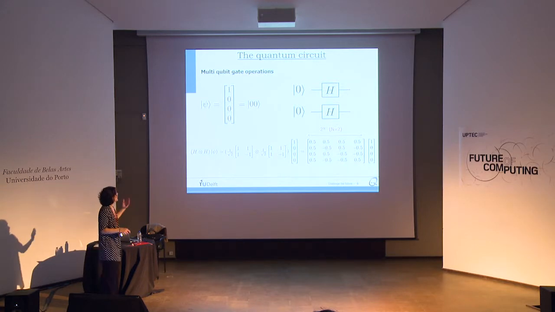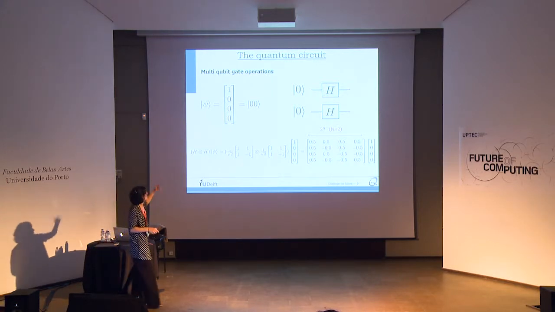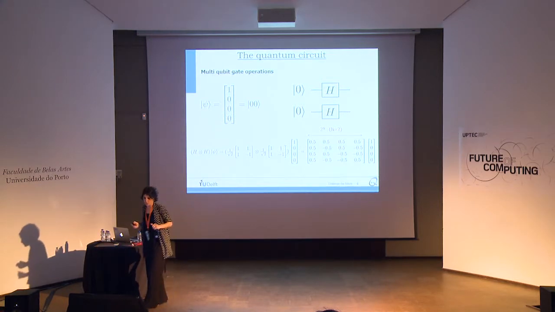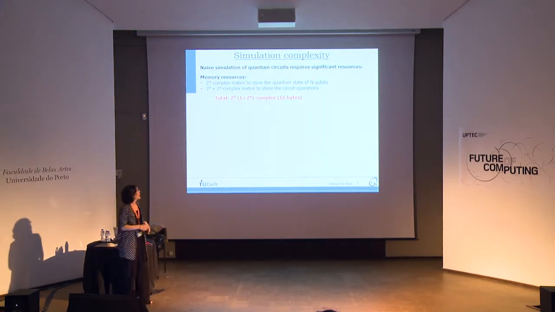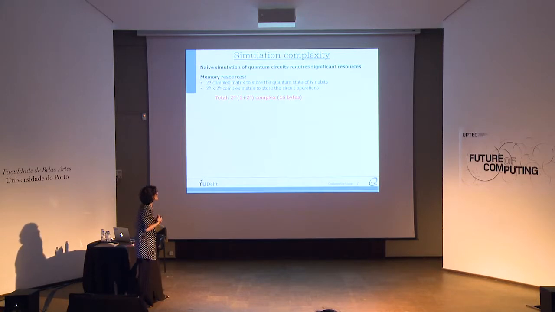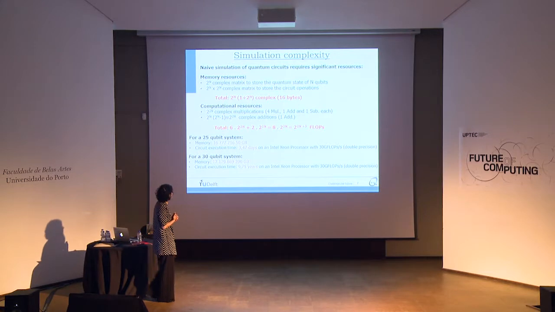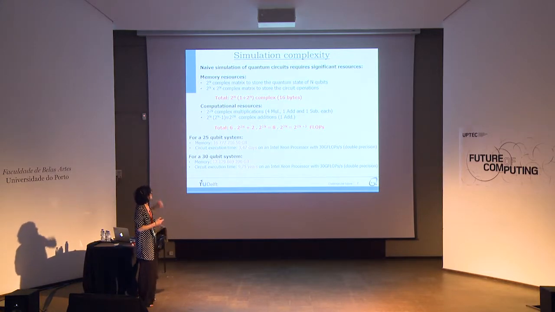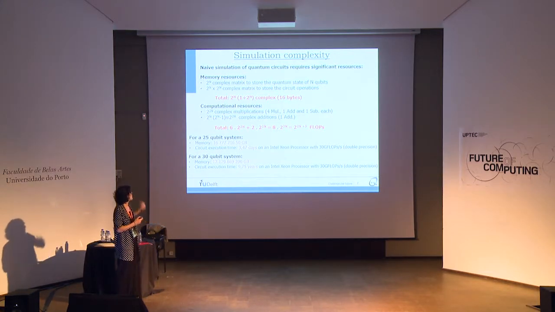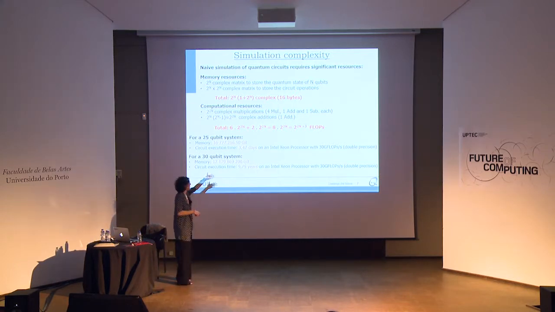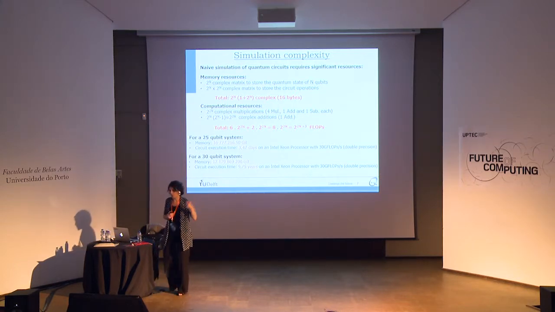But again, any time that you add a qubit, or in this case a qubit gate, the size of these matrices and these vectors grow. So this is the number of resources that you need for simulating your quantum system. You need memory and computational resources. For example, to simulate a 25-qubit system, you need this amount of memory and 3.45 days to run it on an Intel processor.